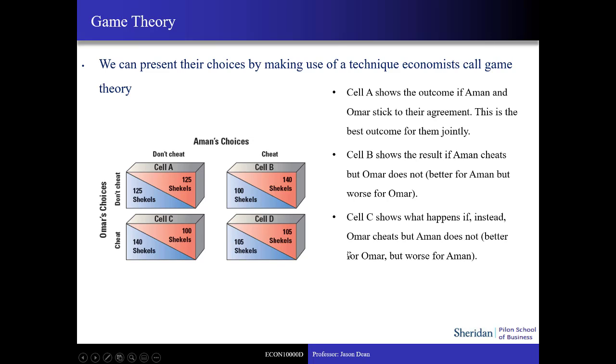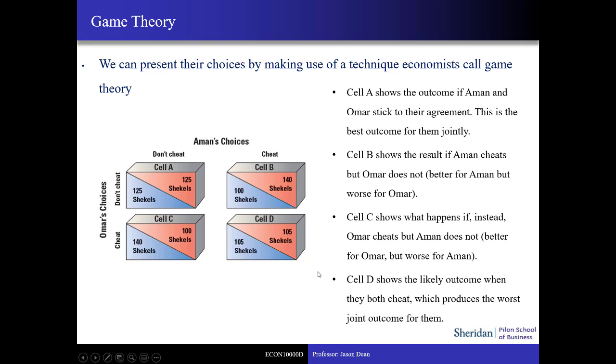I have these listed here. So cell C would just be the other way around. This is when Omar cheats and Amon doesn't. And then cell D is if they both cheat. And if they both cheat, they will get 105. So let's think about how we could find an equilibrium here. Also note that this game is symmetric. We have 140 and 140 here, 100 and 100 here. You can see that the game is totally symmetric.